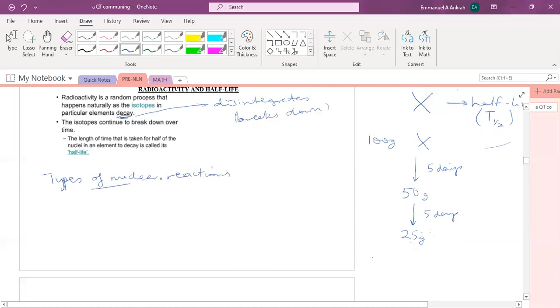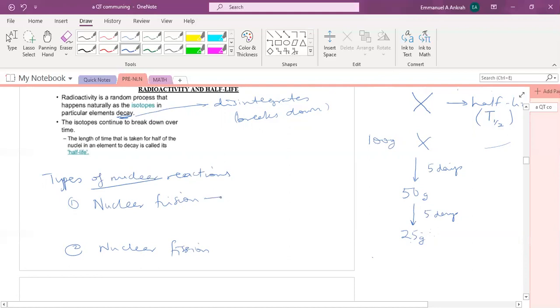Types of nuclear reactions. The first one is called nuclear fusion. And then the second one is nuclear fission. Okay, so we have fusion and fission.